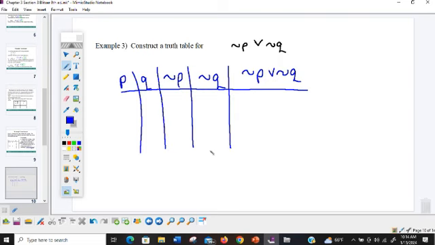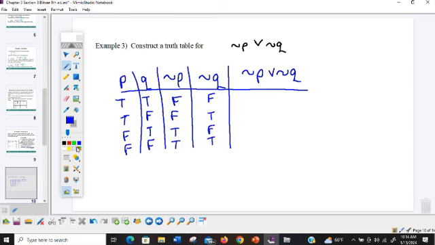Okay, so I know I can't draw straight lines, but let's do the best we can here. Okay, so we know that P goes true, true, false, false. Q goes true, false, true, false. Not P, that's the opposite of P. So it's going to be false, false, true, true, and not Q is the opposite of Q. So false, true, false, true.